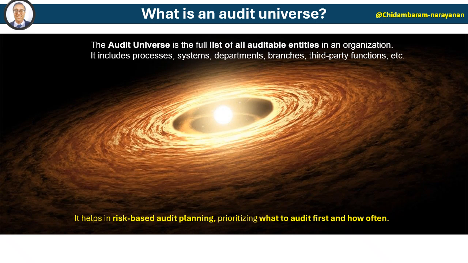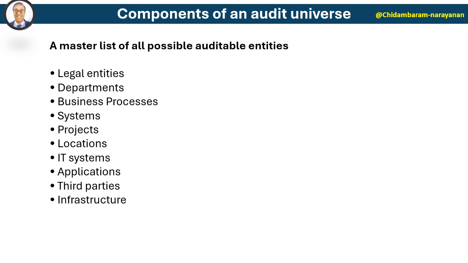An audit universe is a comprehensive list of all auditable areas within an organization. Think of it as a master inventory of everything that could potentially be audited. This includes a variety of things, and whatever carries risk, it belongs in the audit universe. And it is the starting point of a structured internal audit itself. So think of this as a master list of all potential auditable entities like legal entities, departments, business processes, systems, projects, locations, IT systems, applications, third party, including outsourcing and various types of sourcing, and finally, infrastructure.